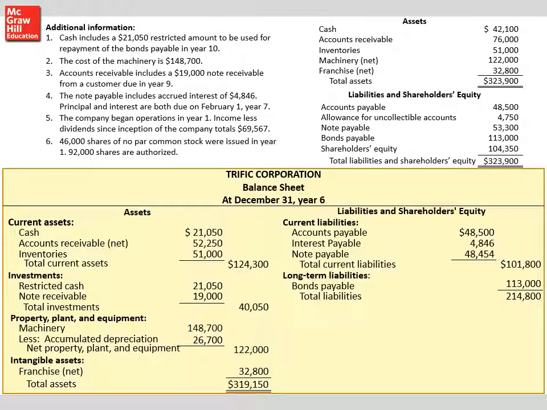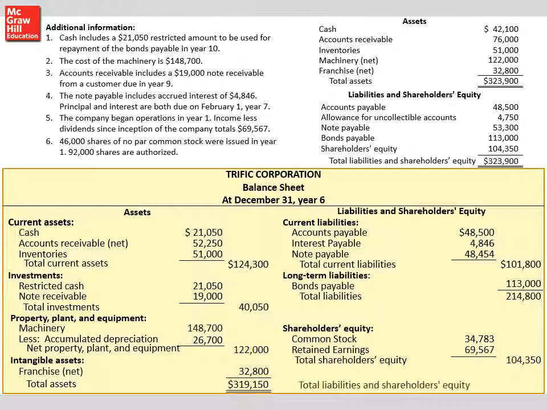Okay, so we've properly reported our assets in their proper categories and corrected any errors with how they were reported. Same with the liabilities. Let's take a look at shareholders' equity. Total shareholders' equity is $104,350. Well, we know we have to report it by common stock and retained earnings. So retained earnings, they tell us, is $69,567. Everything's been updated already. And common stock would then be the difference, $34,783. So we had to back into the common stock amount.